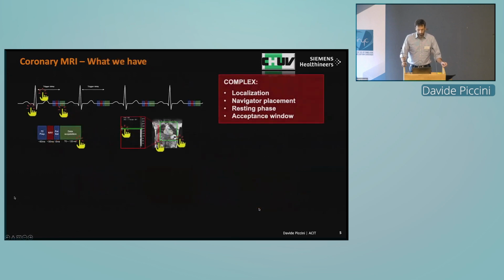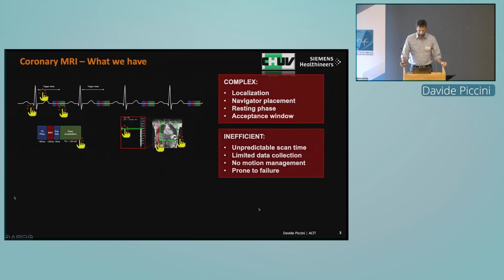And basically, this scan is complex. You have to localize where the coronaries are. You have to place the navigator, figure out the resting phase on a cine image, and then set the acceptance window. It's inefficient because the scan time is unpredictable. You only acquire very few data points during the acquisition. Then there is no motion management. You just try to get consistent data, and it's prone to failure. And then it's very application specific. So you choose one contrast, and that's it for that acquisition.